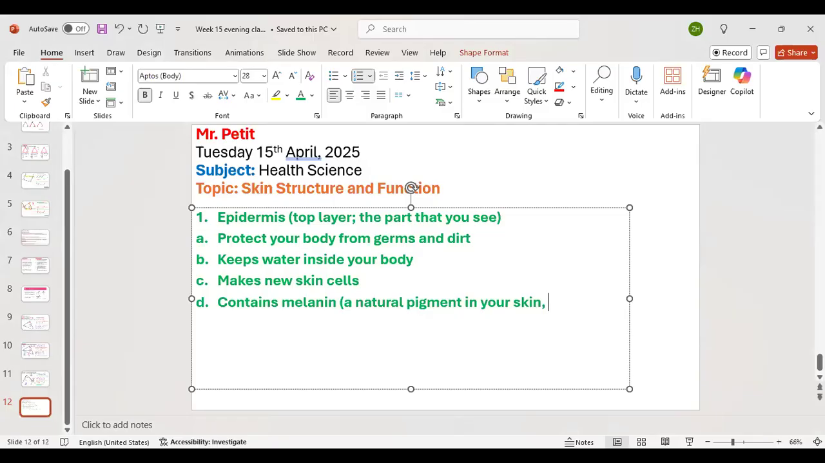I wonder how much melanin Mr. Petite has. Petite has a lot of melanin. A lot. Can you all stay on track, please? Stay on track.